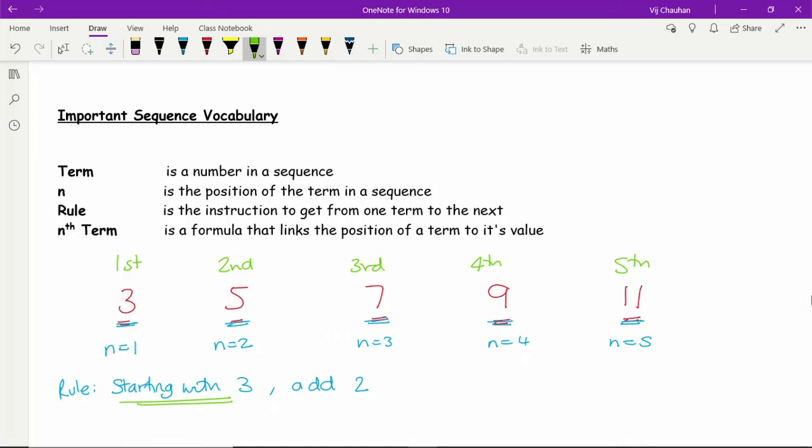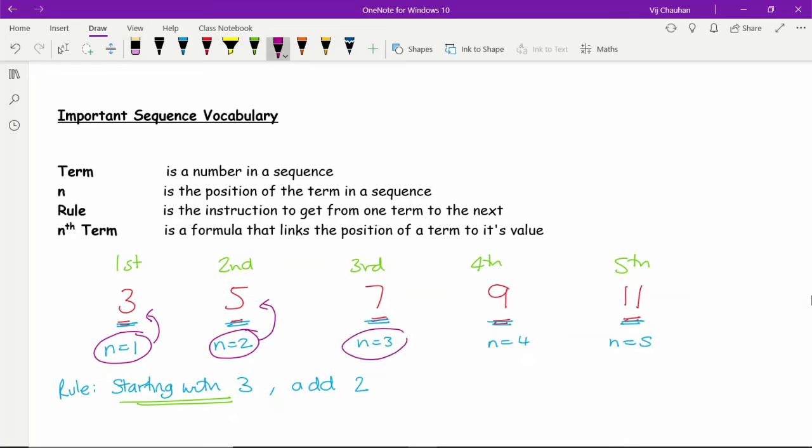Nth term is basically a formula that links the position of a term to its value. So what the nth term is talking about here, if I get a different colour pen, is it's linking this number here to the term. So it's linking n equals 2. So I'm thinking about, how do I get from 2 to 5?